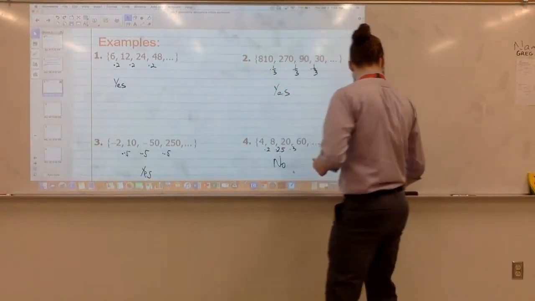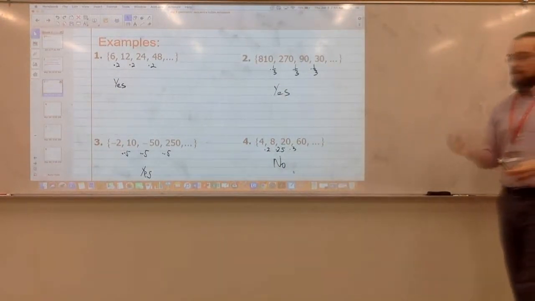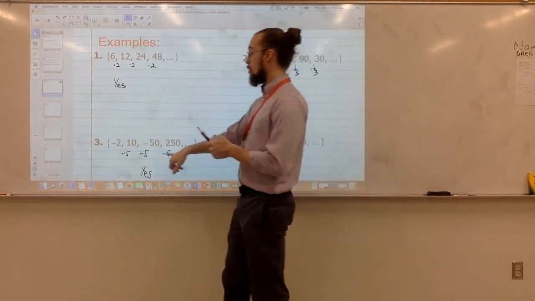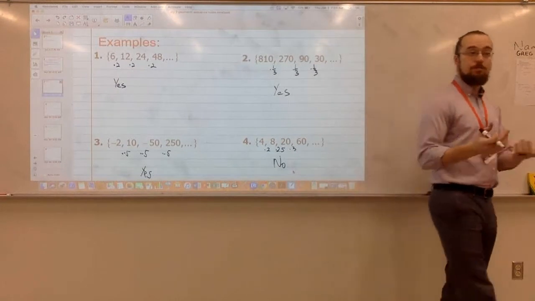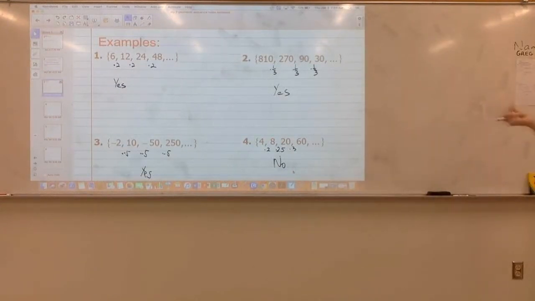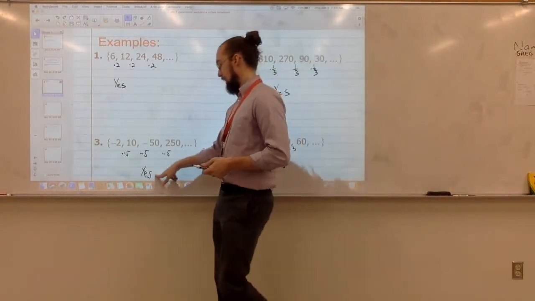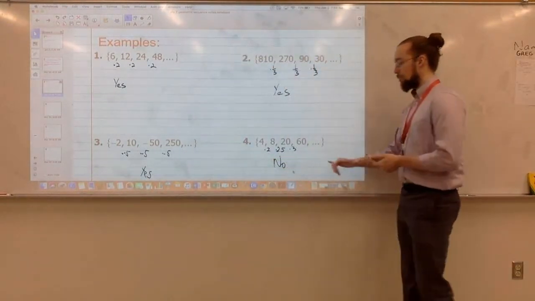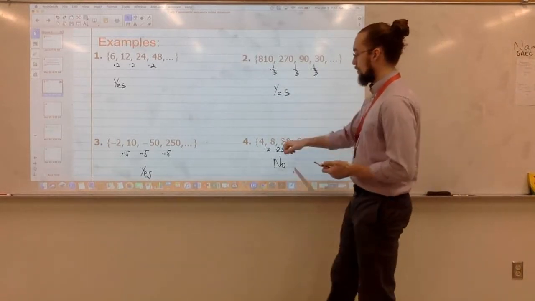Alright, I put the next two up here on the board. So I think in number 3, we are multiplying by -5 every time. Right, it's okay if it's a negative number, as long as it's the same negative number all the way through that we're multiplying by. So I think this one is a geometric sequence. On number 4, though, we are not multiplying by the same number every time.